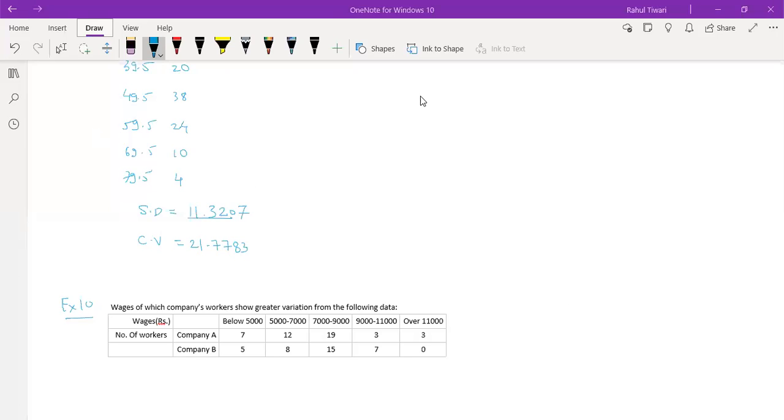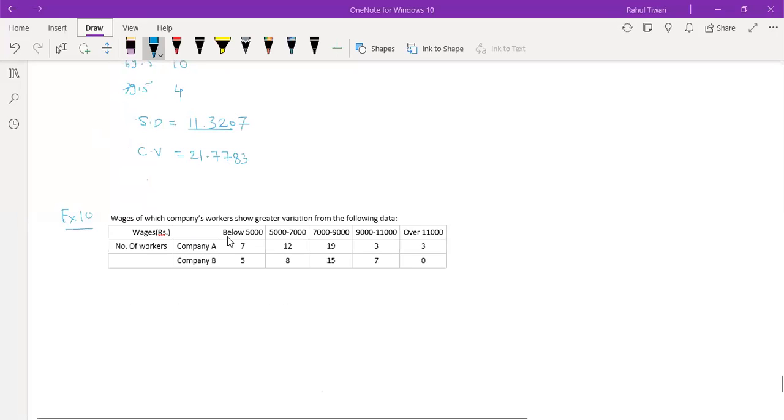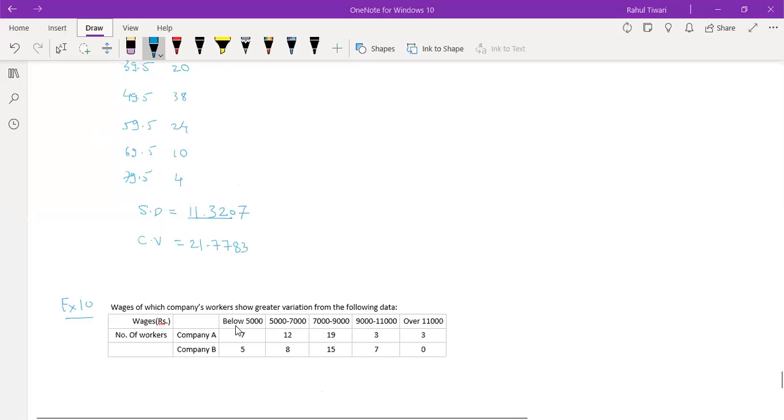Students done? So what are we going to do in this problem? As I told you, we have intervals here. You cannot compute the mean and variance for this data because the first interval and the last interval are not closed. Based on the intervals 5 to 7, 7 to 9, 9 to 11, everywhere the difference is 2, so you consider 3 to 5, and here 11 to 30.